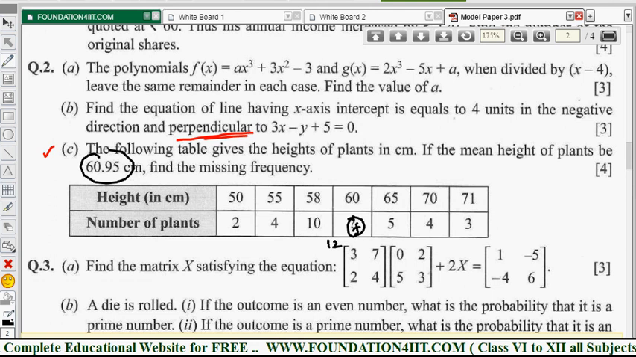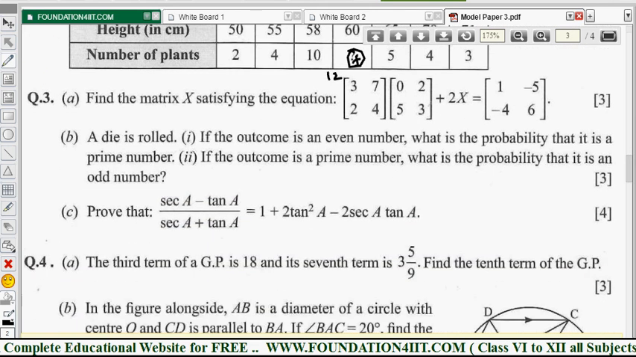And this is question number 2. Let us see and solve the next problem. We'll solve the sums.